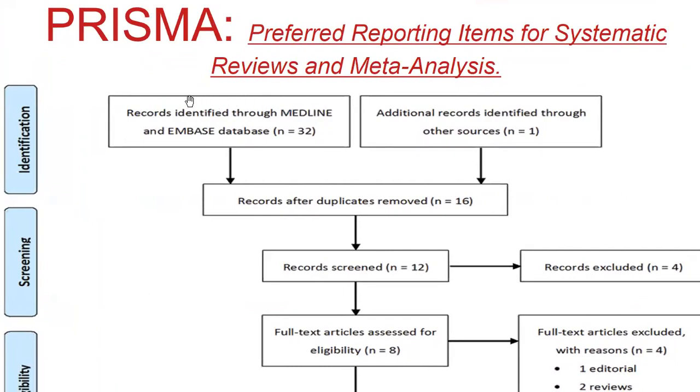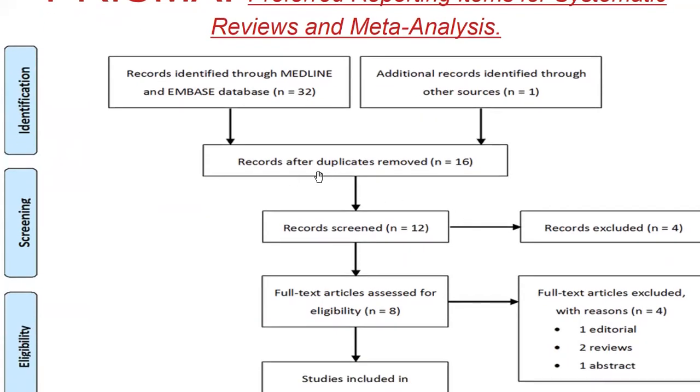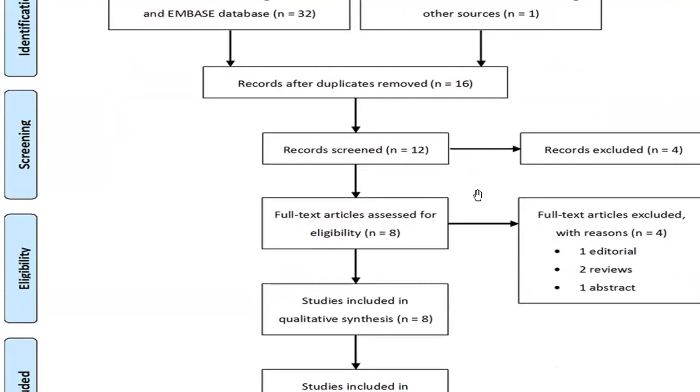For example, what database? That's identification. Which database did you search? Did you have some additional records identified through other sources, for example? So you indicate this, which is also supposed to be reported in the literature review paper. Okay. So, for example, from this database, in this example, you were able to extract 32 papers. In some other additional sources, maybe one paper. And then after removing some duplicates, etc., how many were removed? Maybe 16.